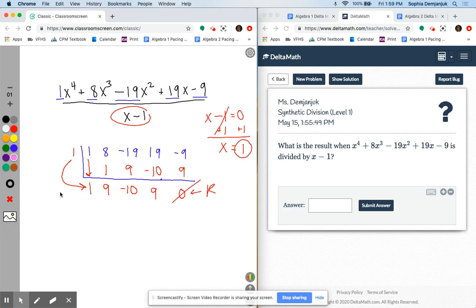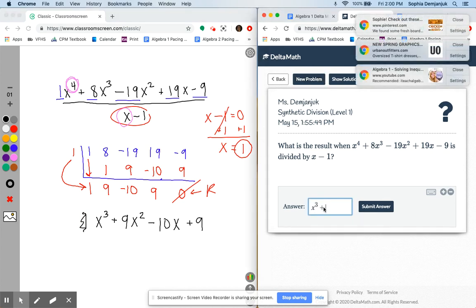And then we're looking at the degrees that we're going to start with for the coefficients of my answer. We know that we started with x to the fourth, and we were dividing it just by an x. So I need to decrease the degree by 1. So x to the fourth is now going to be x to the third. So I have a coefficient of 1, 1x to the third. And then I decrease it by 1 degree, so 9x squared. Decrease it by another degree, -10x. Decrease it by another degree, +9 without an x. And we can always leave coefficients of 1 off of our terms. X to the third plus 9x squared minus 10x plus 9.